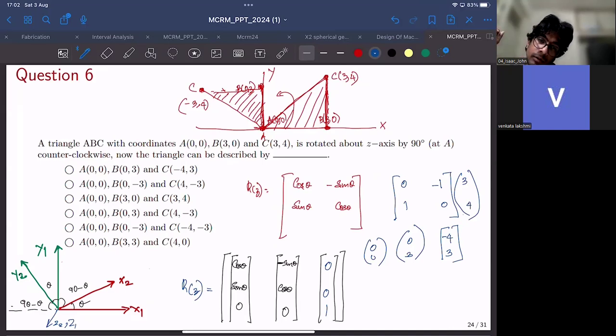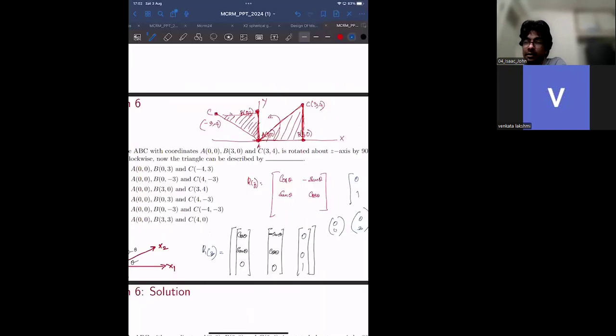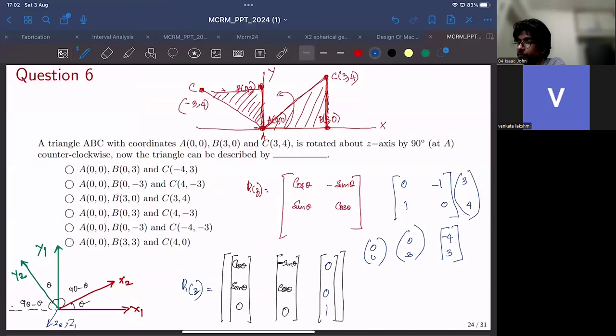Actually, what is wrong here? 0, 0, 0, 3. I think the representation is correct. If you rotate it like that, 0, 3, then -4, 3. So the x-axis coordinate is -4, and then it is 3.